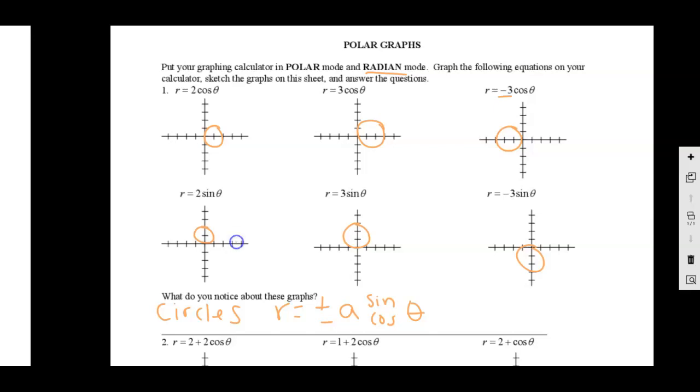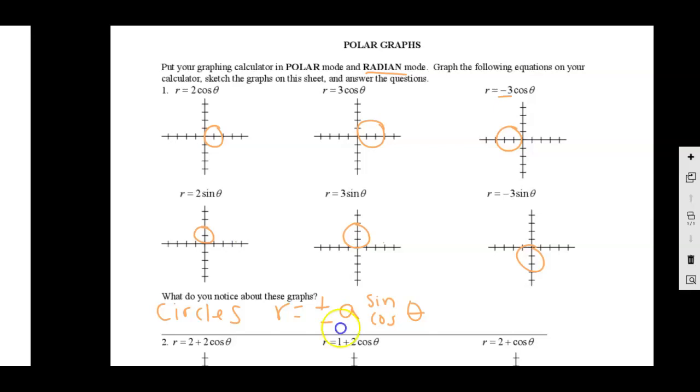Right? A sine equation will be on the y-axis, and the positive or the negative, that's going to tell you which side of the axis. So a positive sign is going to be up on top. The negative sign would be on the bottom. And then if you had a cosine, it would be on the x-axis, so either on the right or the left. Again, sine or cosine tells you which axis. The plus or the minus tells you which side of the axis.